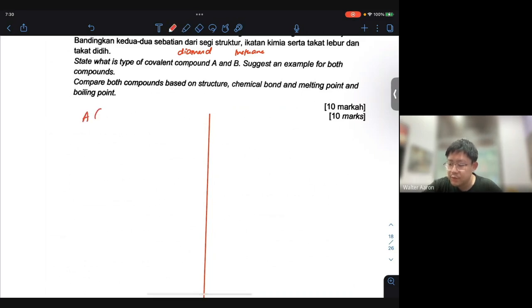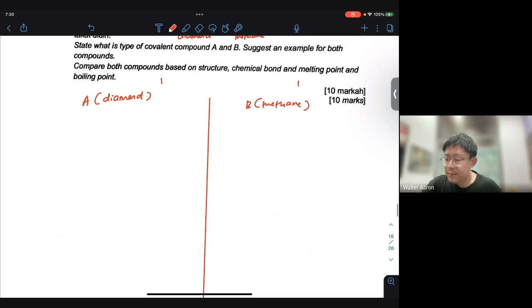So you can see over here, this is A bracket diamond, and then B bracket methane. So I get 2 marks already for the suggestion. Technically 1 mark for each, actually. Okay, 1 mark for each. So here I got 1 mark, here I got 1 mark. Then now we explain the properties.